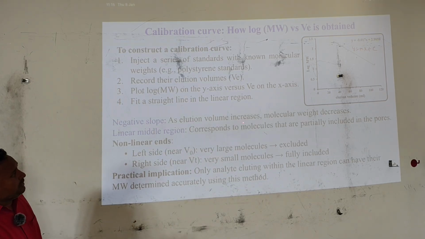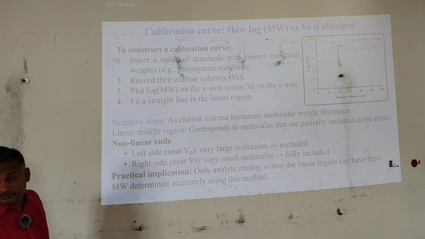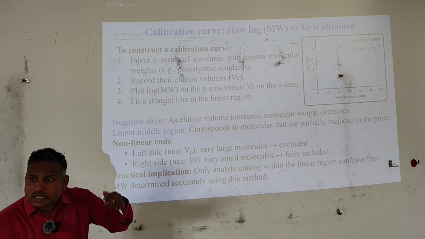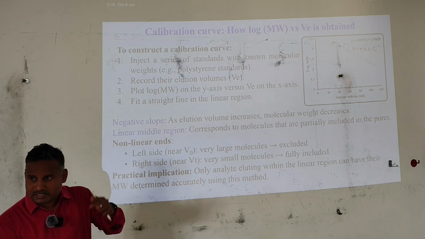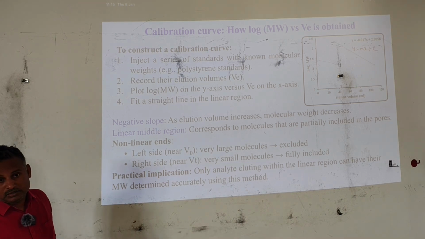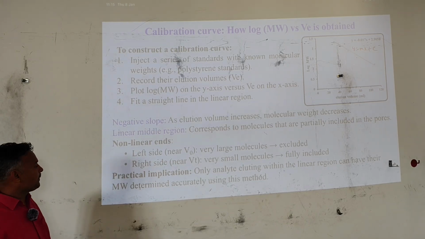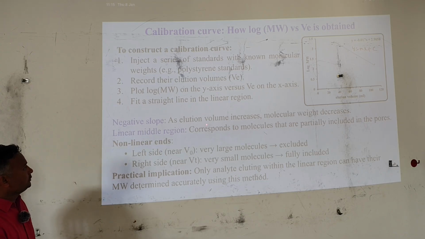The slope is negative. As the elution volume increases, molecular weight decreases, which means smaller molecules. So here are bigger molecules, and here smaller molecules. As elution volume increases, molecular size decreases and molecular weight decreases. That's why we have a negative slope.